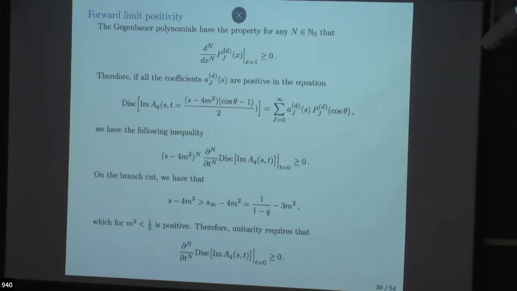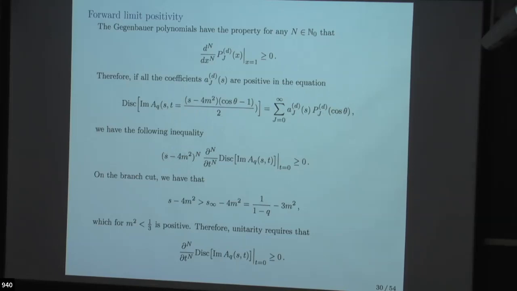So the idea now is that these Gegenbauer polynomials have this property that when you evaluate them at unit argument, the Gegenbauers and any derivative of them is going to be non-negative. So that means that we have this infinite sum where, if we're assuming all the coefficients are positive and the Gegenbauers and their derivatives are positive, then this left-hand side and its derivatives also have to be non-negative, right? And here I'm just using the chain rule, to rewrite, instead of differentiating with respect to cosine, differentiating with respect to t.